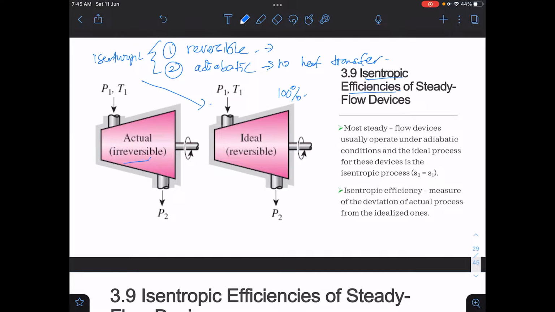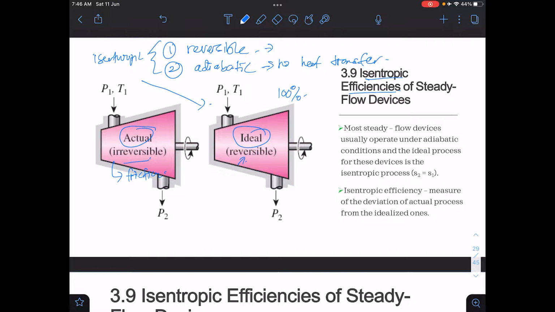So basically now we know what an ideal steady flow device is and also the actual steady flow device. Ideal must be reversible, and for sure it must have adiabatic conditions, while the actual steady flow device will experience an irreversible process. The irreversibility is normally due to friction. It might experience the adiabatic condition, but due to the irreversibility, we cannot say this is isentropic.